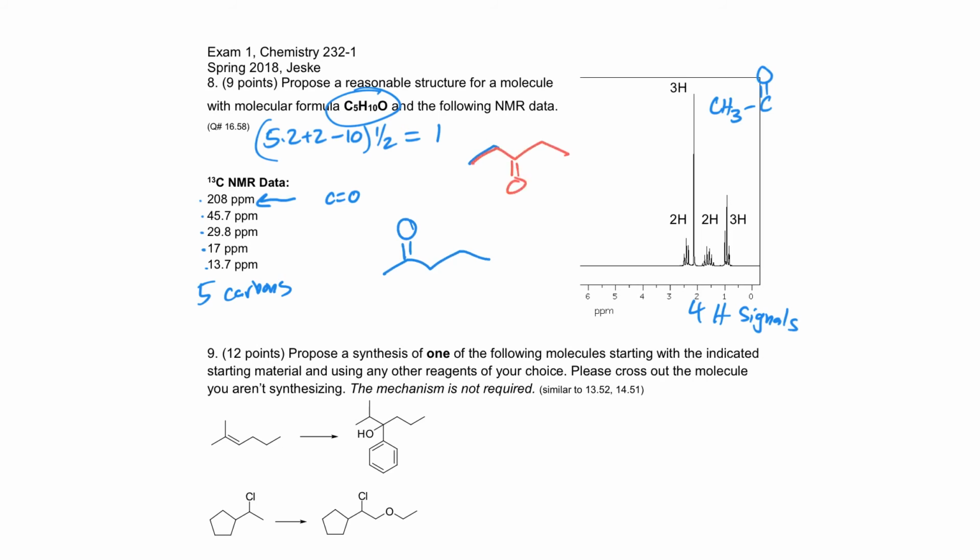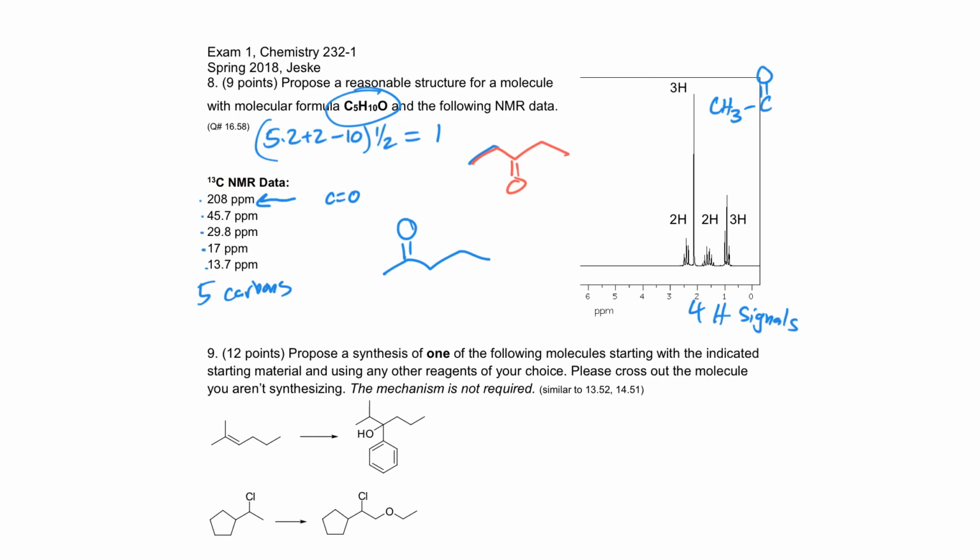Some students suggested this structure, and I argued that these hydrogens are the same, and these hydrogens are the same by symmetry. So I'd only expect 2 signals in the proton NMR spectrum, and these carbons are the same by symmetry, and these carbons are the same by symmetry. So I'd only expect 3 carbons in the C13 NMR data.